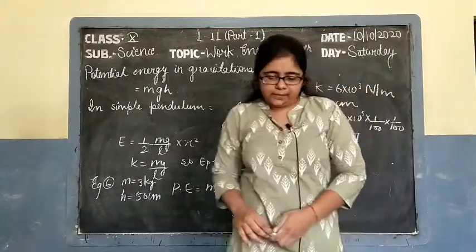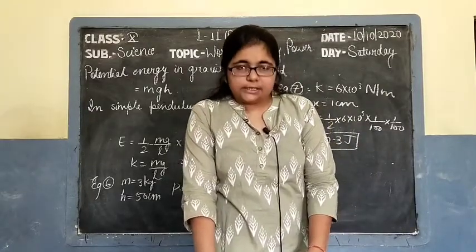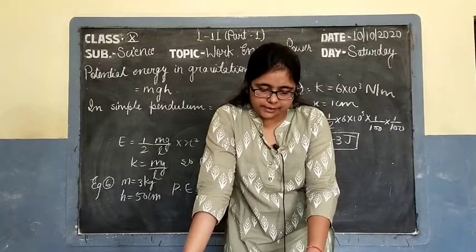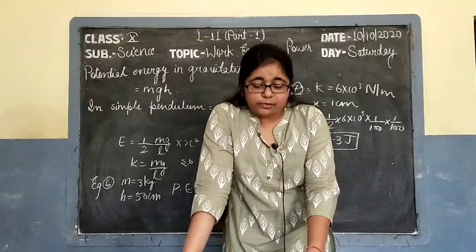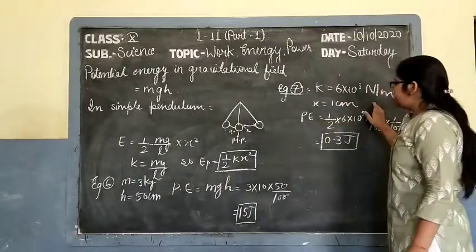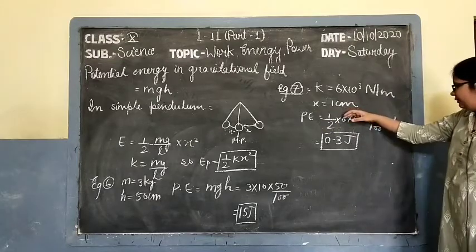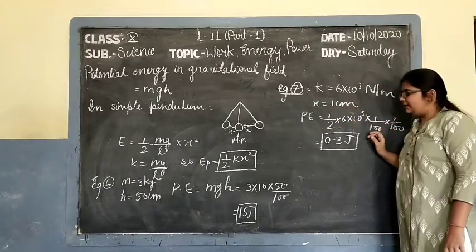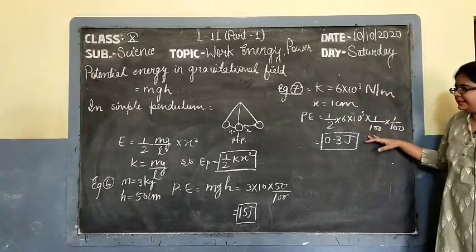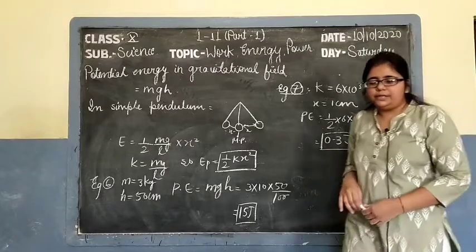The next example, example 7 on page number 154. The spring constant of a spring is given, that is K is 6 into 10 to the power 3 Newton per meter, and you have to calculate the work done to stretch it by 1 centimeter. In this condition, x is given in centimeter, so you have to convert it into meter by dividing by 100. The formula will be half k x square, and with the values of x and k given, by calculating it you will get the answer, that is 0.3 joule.